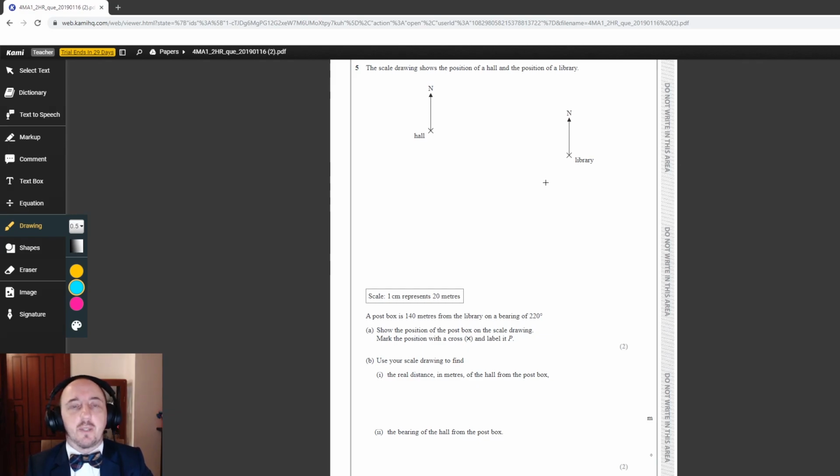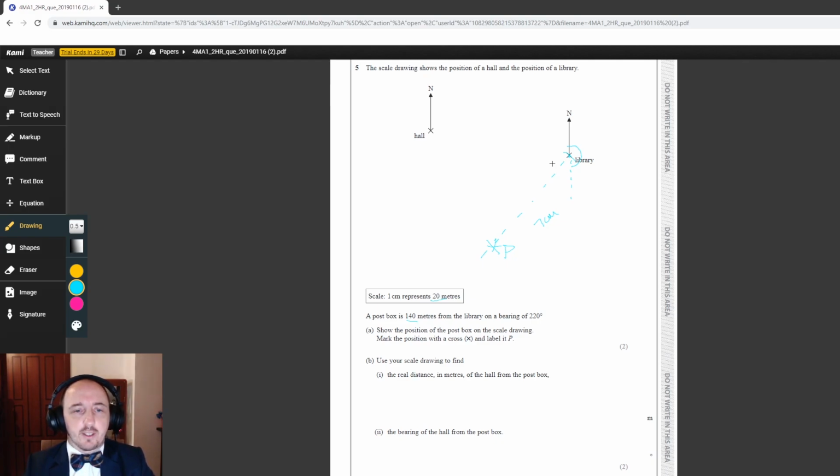Question 5 is a bearings question. So we need to do the post box on a bearing of 220 from the library. So we start from the library, extend this line down, and then add, that's 180 degrees, and we need 220, so we need an extra 40 degrees. So you can measure that with your protractor and draw a line coming down. But we need 140 meters, where 20 meters is 1 centimeter. So 140 divided by 20 is 7. So we'll make sure that this line is exactly 7 centimeters long, and that will be the post box.